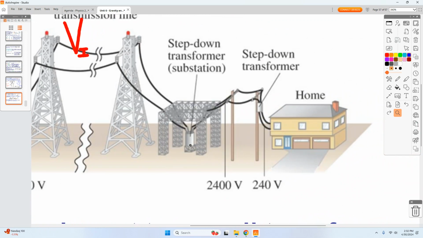They're all around. They're usually barricaded, right? You got some fences up around them. You're like, what is that thing? It looks like a bunch of electrical components. What it is is a step-down transformer. It's taking the 240,000 volts and bringing it down to something smaller.